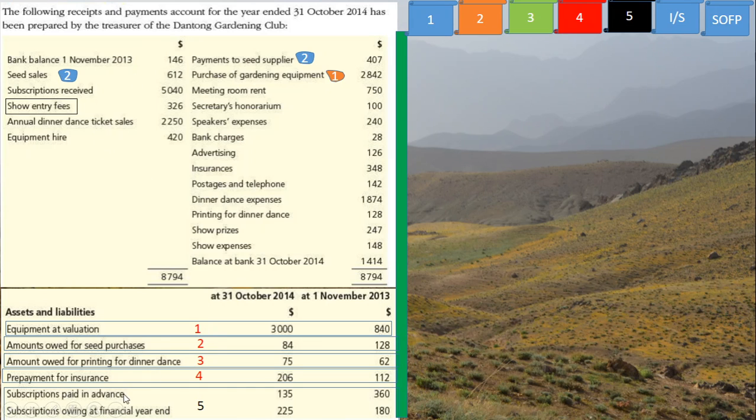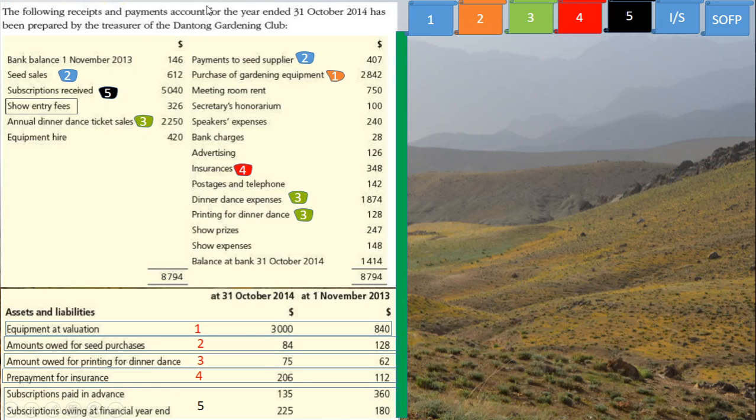Step 3, amount owed for printing for dinner dance. These are events related to the dinner dance, and printing as well. So mark all the items related to printing and dinner dance. Printing is part of the dinner dance. So you mark 3, here is your 3, all the green colors. Then prepayment for insurance. Find all the information related to insurance. When you press 4, here's your insurance. And then find all the information related to subscription. That's your number 5. It's here.